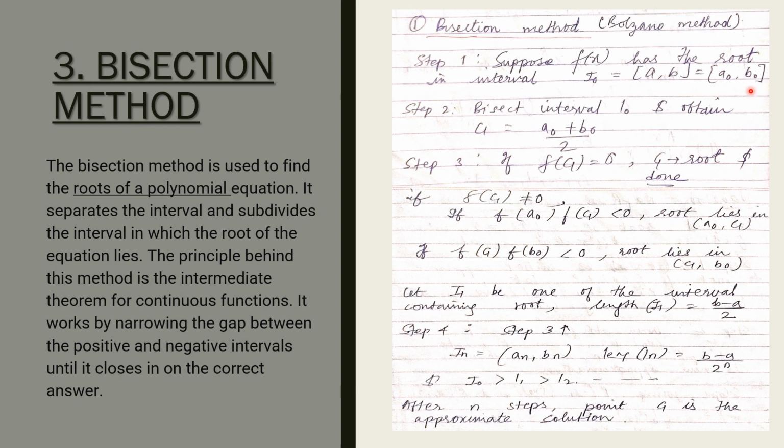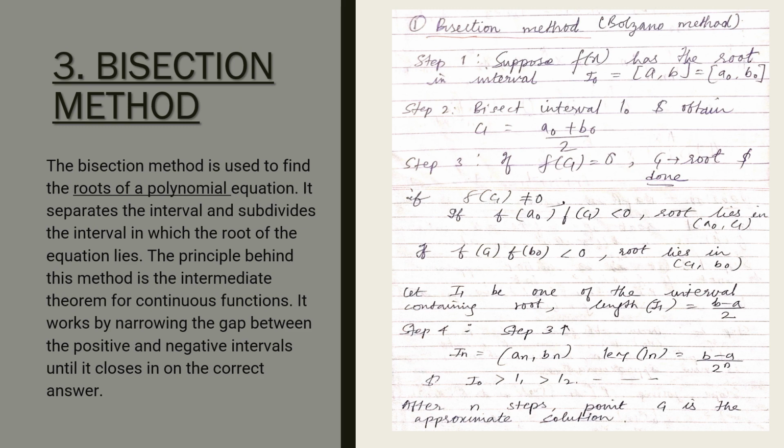Let's revise it. An interval is given, take the midpoint of that interval, use it in this condition. If satisfied, then it's the root and stop there. If not, then check these conditions and as per your condition satisfaction, get the new interval. Again calculate C2 from the midpoint of this interval and check this condition. If done, you can stop there. If not, you can continue this step for n iterations, till your condition f of c1 equal to 0 is satisfied, and then you will be left with the root of the polynomial. So this was the bisection method.